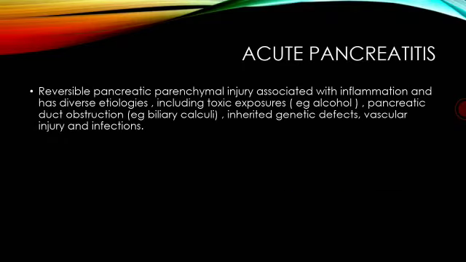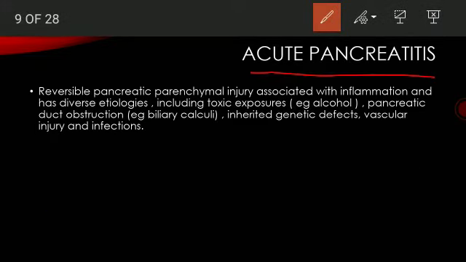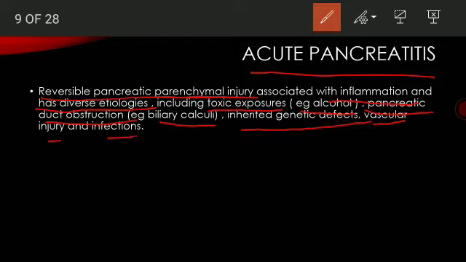So now we will discuss our main topic, that is acute pancreatitis. So what is acute pancreatitis? It is a reversible pancreatic parenchymal injury. It is parenchymal injury associated with inflammation and has diverse etiologies. These etiologies include toxic exposures, for example alcohol, pancreatic duct obstruction like biliary calculi, inherited genetic defects like mutations in genes, which include the PRSS1 gene, which will come further, then vascular injuries and infections.